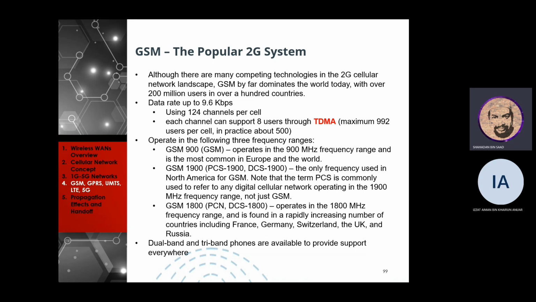For GSM 1800, the term is PCN or DCS 1800. It operates in the 1800 MHz frequency range and is found in a rapidly increasing number of countries including France, Germany, Switzerland, the UK and Russia. There are dual-band and tri-band phones available to provide support everywhere.